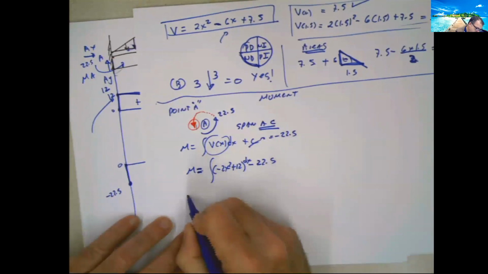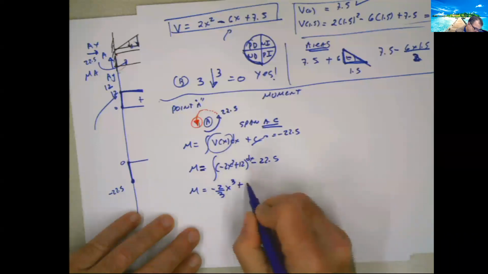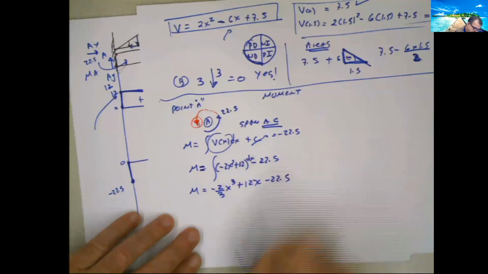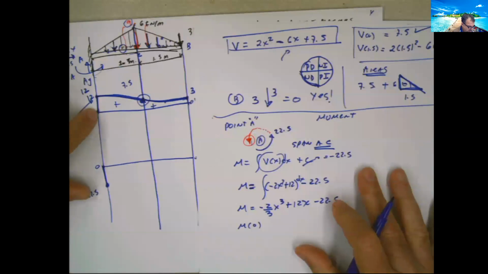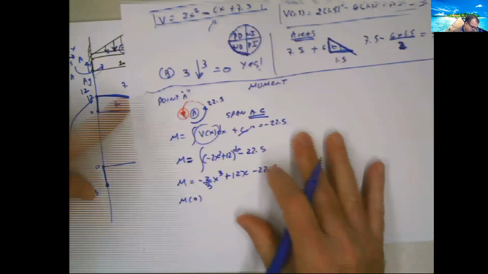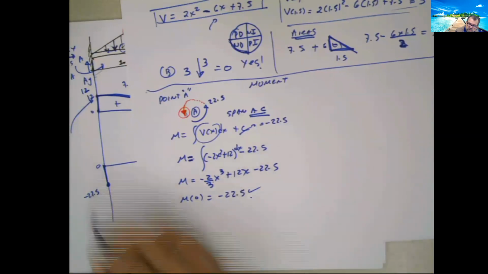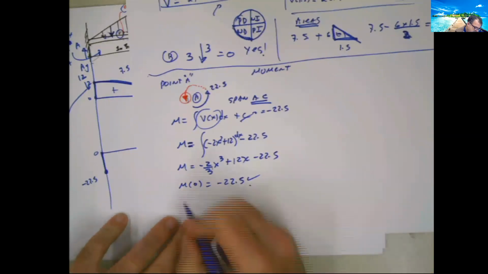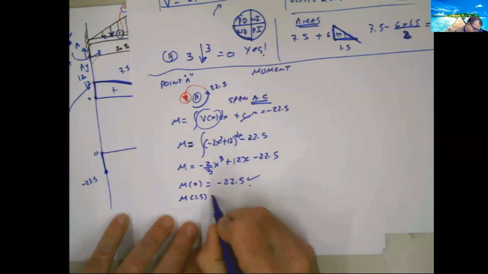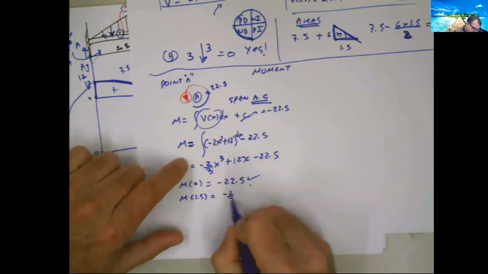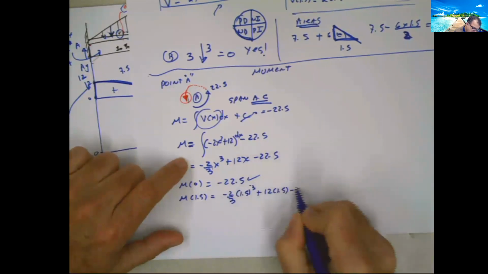So when we do this, the moment is going to be equal to negative 2/3 x to the third plus 12x minus 22.5. If we do the moment when x equals 0, why 0? Because at the beginning of the interval, x is 0, and at the end of the interval, x is 1.5. This is 0, 0, negative 22.5, which is the value that we started with. Kind of makes sense, right? And if we do now the moment at 1.5, the moment at 1.5 is going to be equal to negative 2/3 of 1.5 cubed plus 12 times 1.5 minus 22.5.